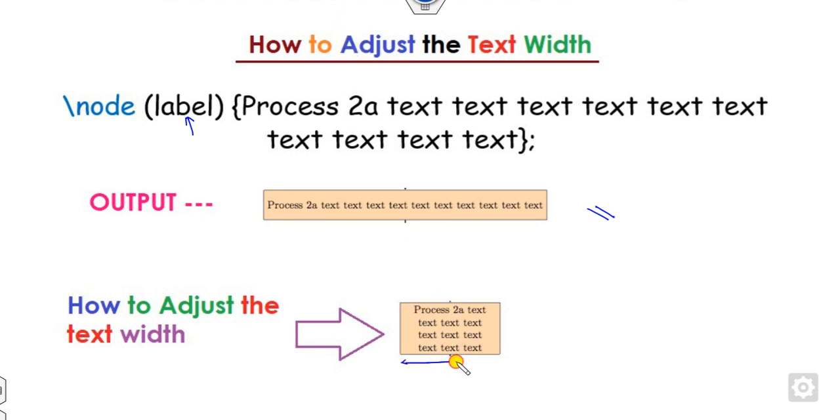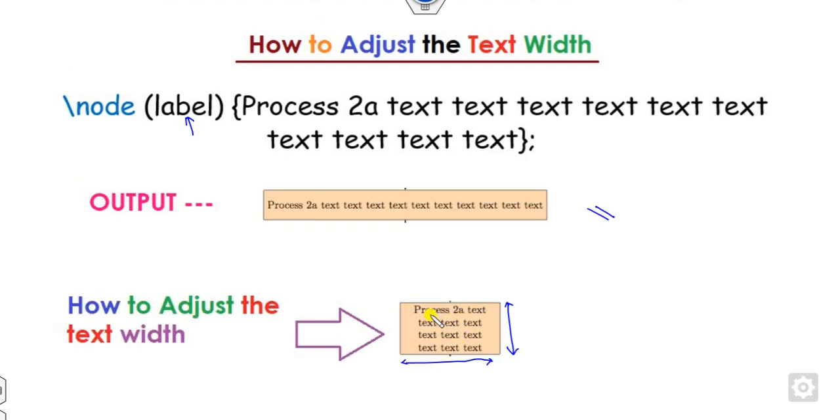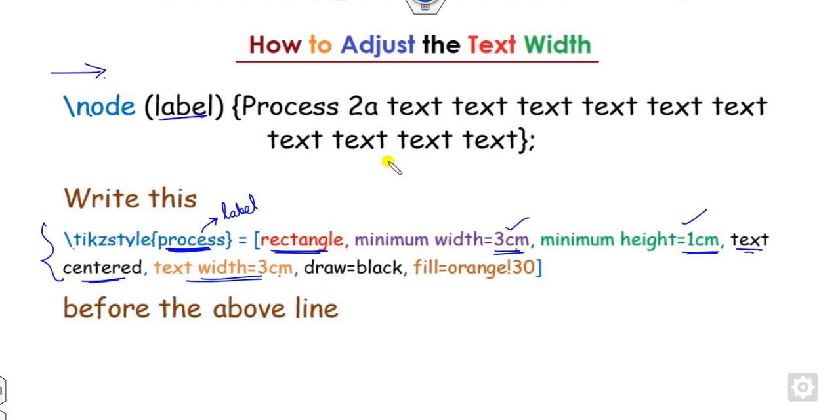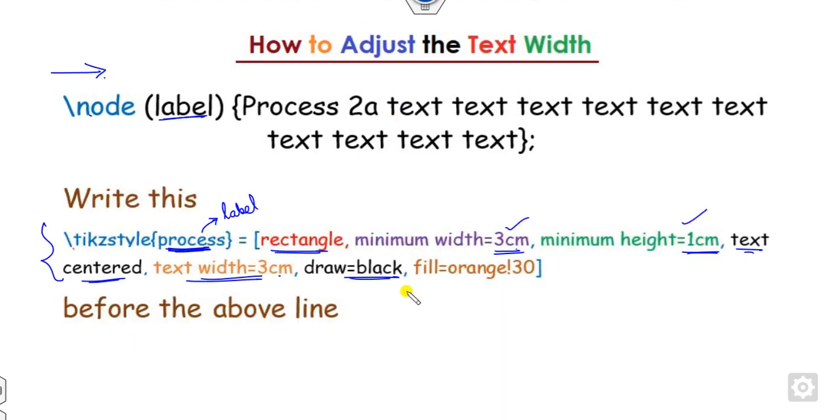This is my column width. This is the rectangular width. This is my height. That is my 3 and 1. Now the text width is my 3 centimeter. What is the meaning of that? After 3 centimeter, the line will break automatically. And the color is black. You can see the color is represented here as black. If you want it as red, you can write red.